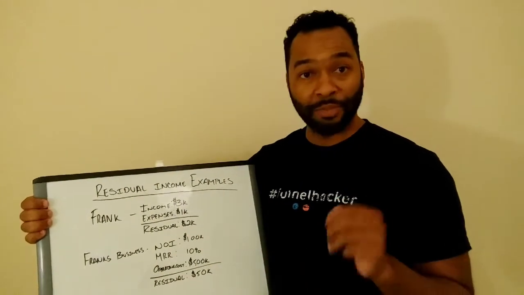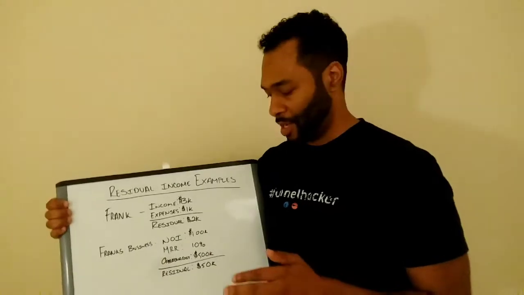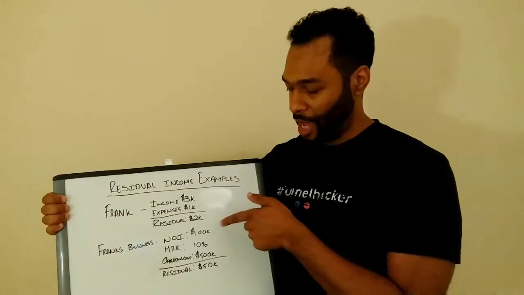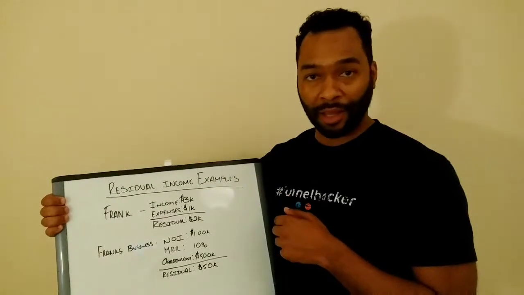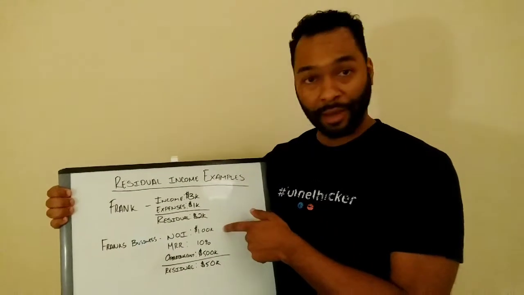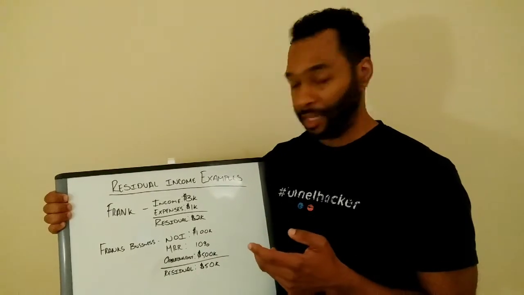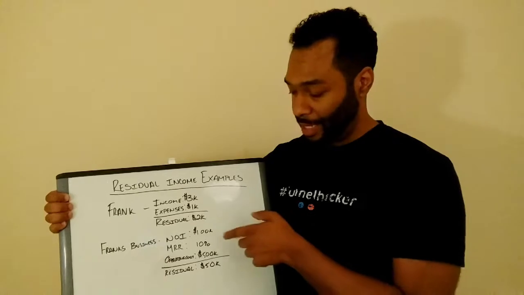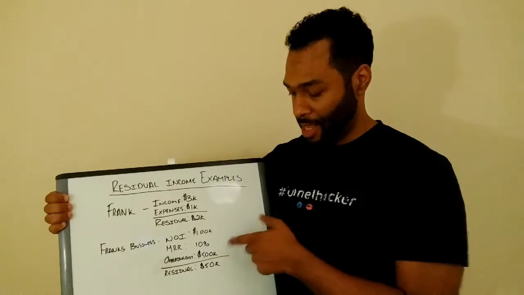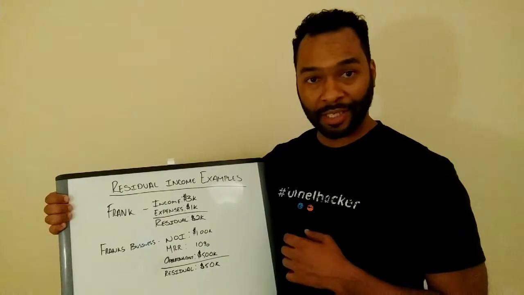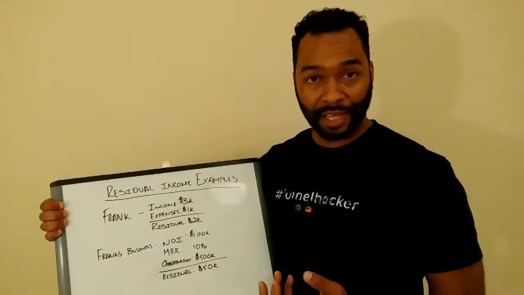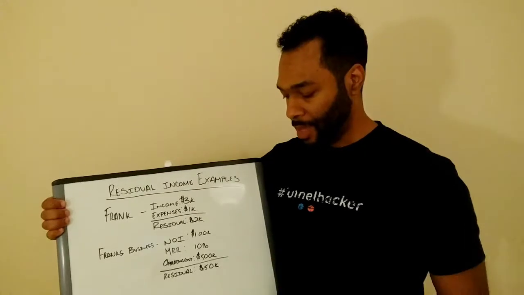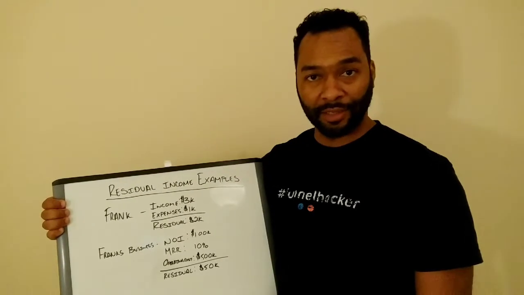All right, so Frank's business. Now, this is how business residual income works when it comes to accounting. You have the net operating income, NOI. Let's say that that's $100,000. Your minimum rate of return that you need is 10%, and your operating costs are $500,000. Your residual income is $50,000.